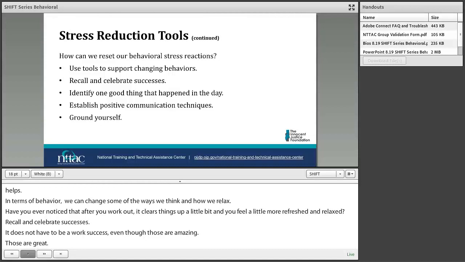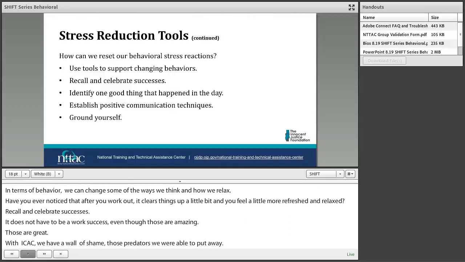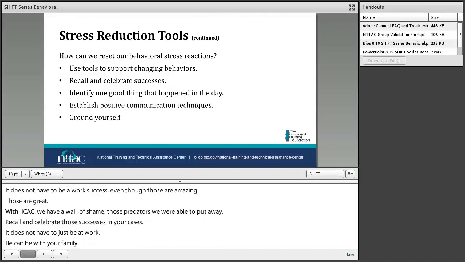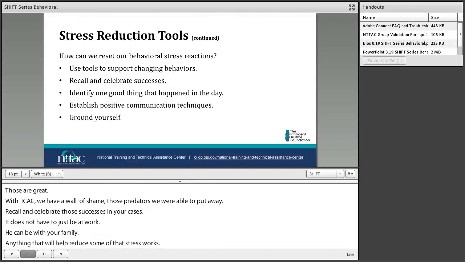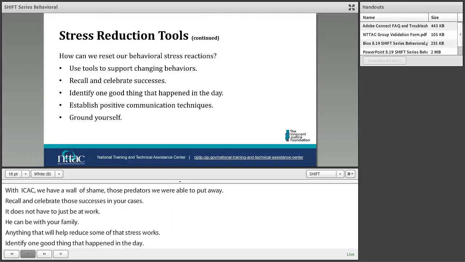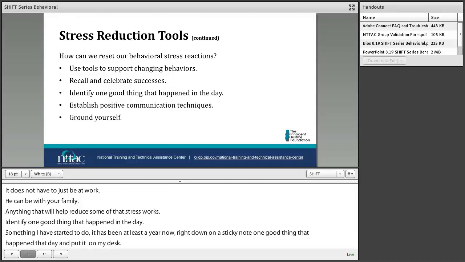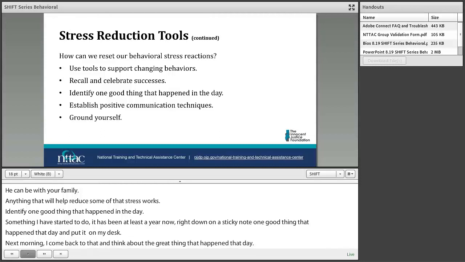Identify one good thing that happened in the day. Something that I've been doing for at least over a year now is write down on a sticky note one good thing that happened that day and put it on my desk. Then the next morning, I come back to that and think about that great thing that happened. Usually there's more than one. So at the end of the year, you're going to have this collage of amazing things that happened to you throughout the year. And so, recognizing that.